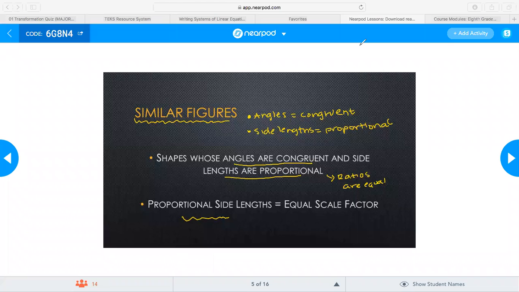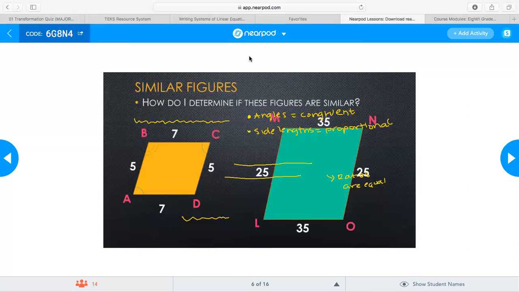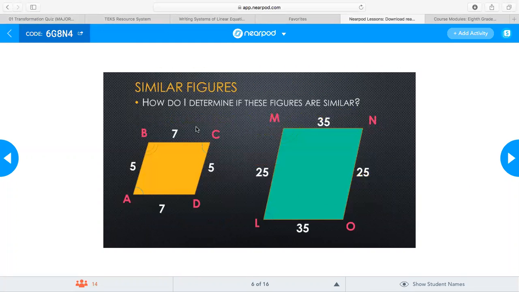Okay, so similar figures, the angles are congruent, side lengths are proportional. Obviously, if you don't understand what I'm saying, we're going to do a couple of examples. Okay, so first example. Okay, so we want to figure out if these figures are similar. So the first thing we need to figure out is, per definition, we have to see if their angles are congruent, meaning they have the same angles.